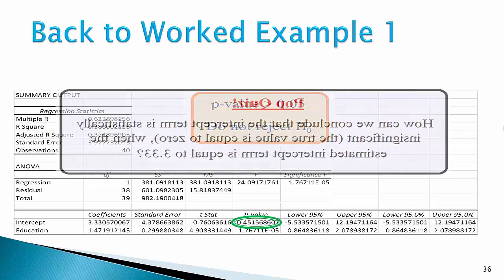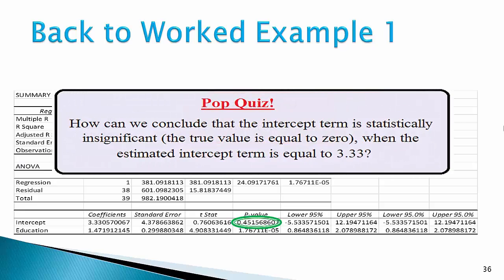Now, time for a pop quiz. How could we conclude that the intercept term is statistically insignificant, that is, its true population value is equal to zero, when the estimated sample intercept term is equal to 3.33, as can be seen here? 3.33 is clearly not zero, right?